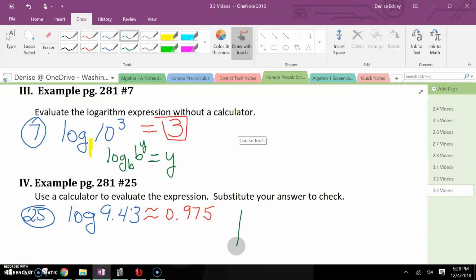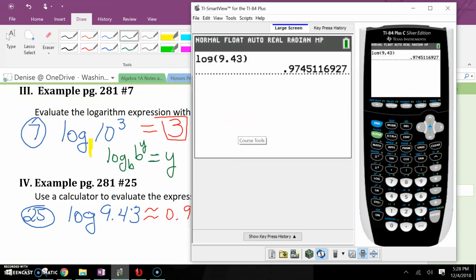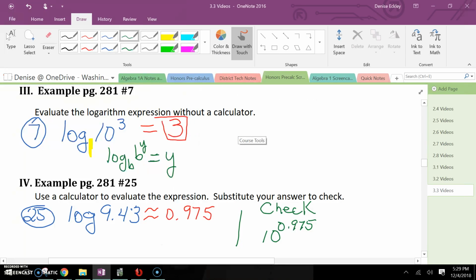So what I want to check is 10 to the 0.975 power equal to 9.43. So I'll pull up my calculator again. I'll put in 10, and I will raise that to the 0.975 power. I'll hit enter, and you see that it is very, very close to 9.43. So that is going to be our answer.